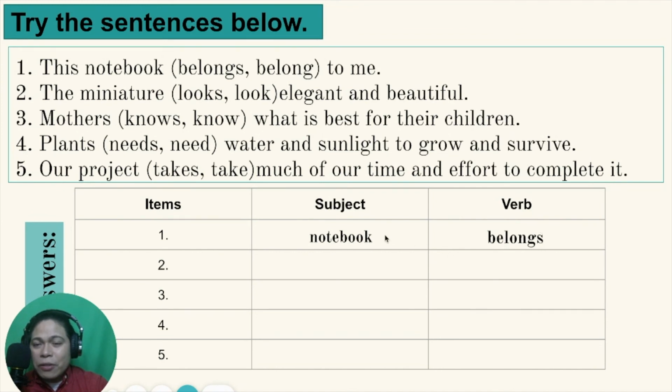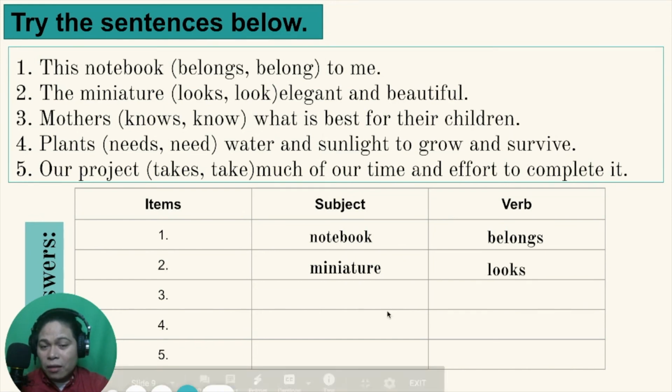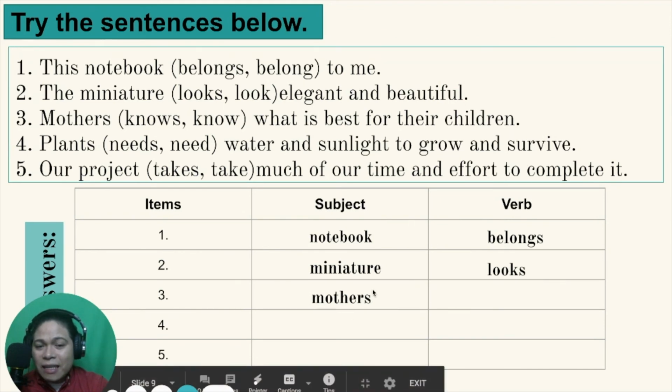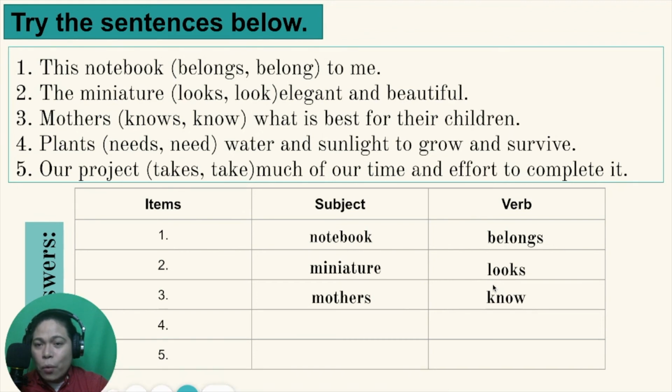Number 2, what about number 2? Miniature is our subject, and the verb is looks. Okay, so we have here, miniature has no S, looks has S on it. So that's singular as well. Number 3, mothers is our subject. Look at mothers, there is S there, so the verb should have no S, and that is know.